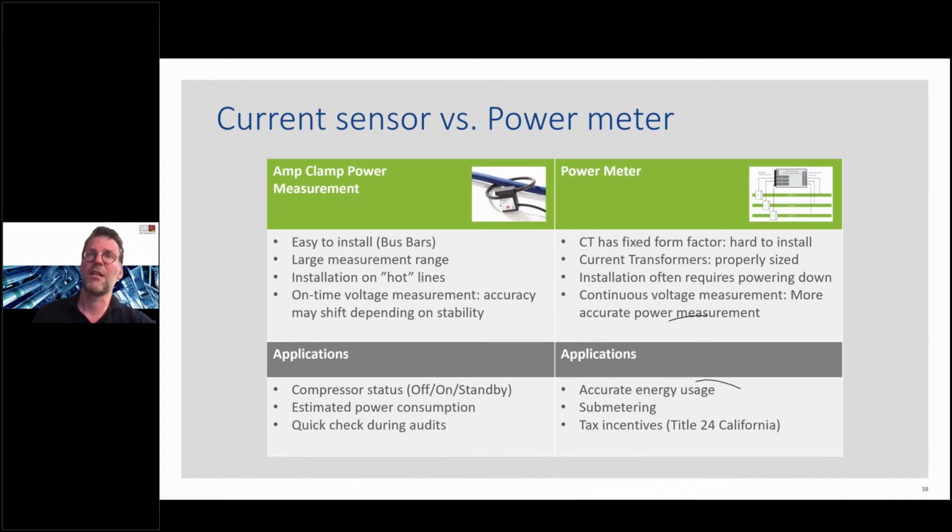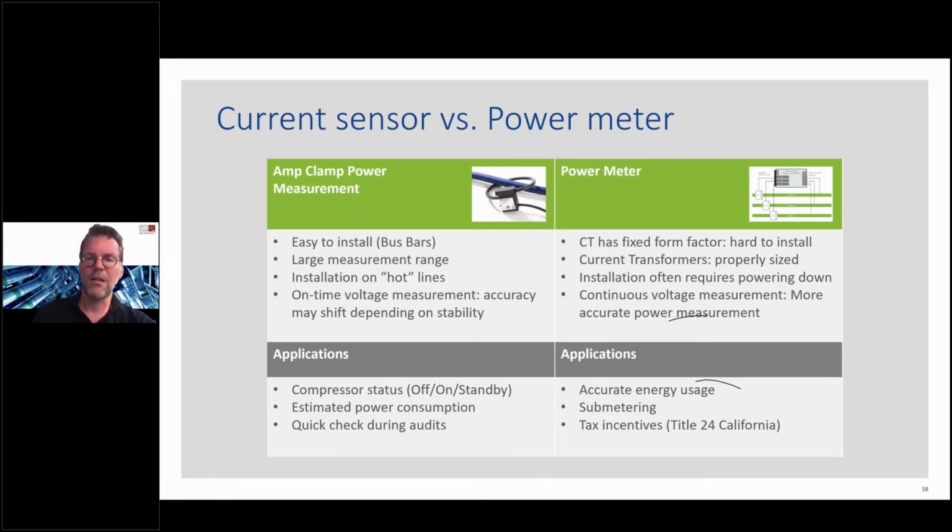So that's the downside. Typical applications are very good, of course, to monitor a compressor on, off, standby. They're basically overrated already for that because they are quite accurate. You can use them to do an estimated power consumption calculation using the monitoring software behind it, and it's really a quick check during audits. Not only for compressors, you can also use them on pumps, on lighting, all kinds of stuff.